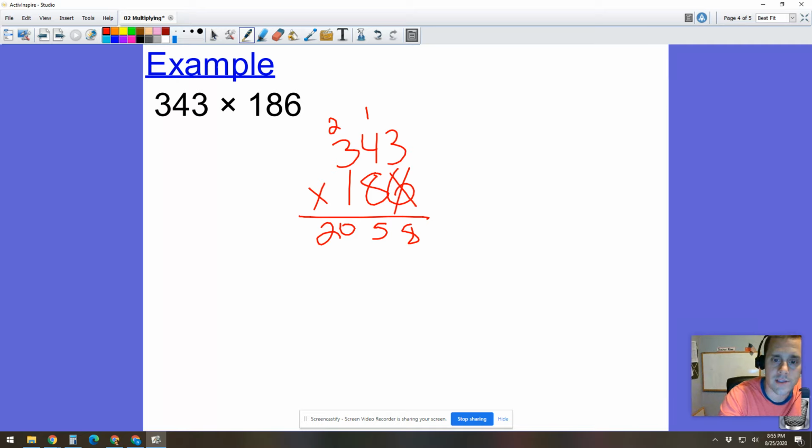I'm done with the 6. I'm going to cross it out. I'm going to either mark out or erase all the values I carried so I know they're out of my way. And now I'm ready to begin multiplication with the 8.